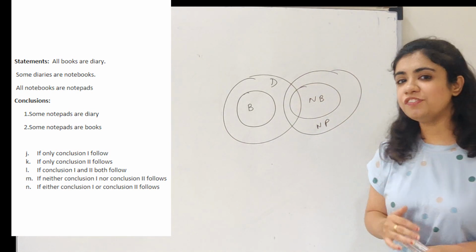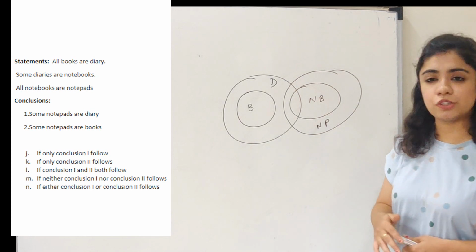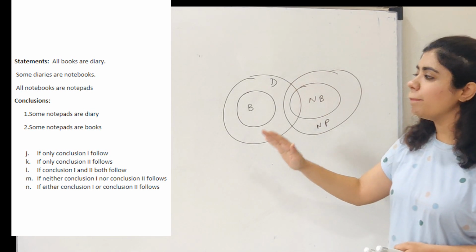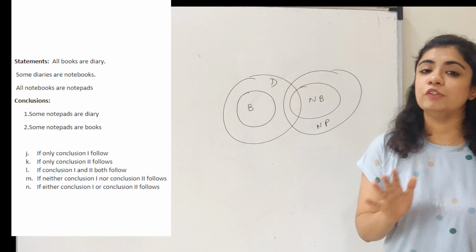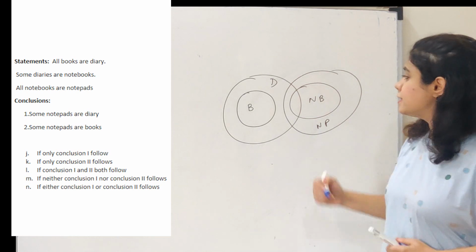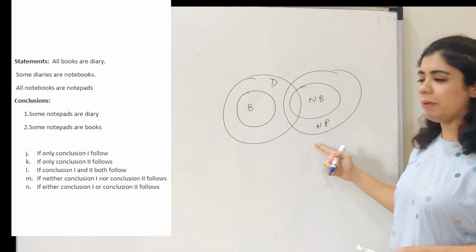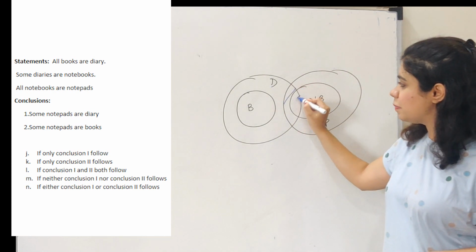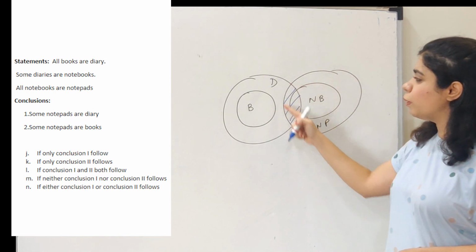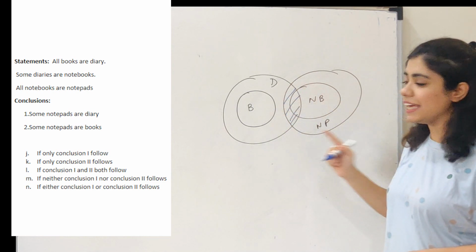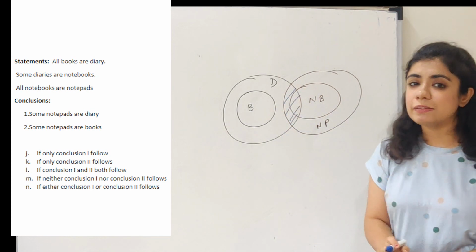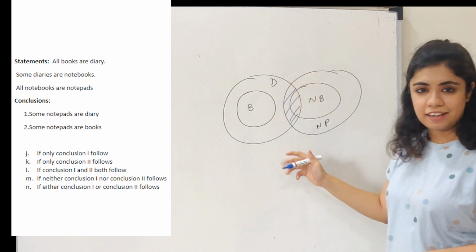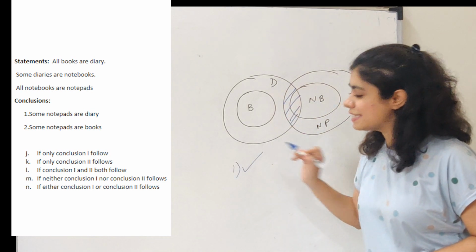Now starting with the first conclusion. The first conclusion says some notepads are diaries. You just have to check whether it's visible. These are your notepads. Yes, see this part. This part is notepad also, this part is diary also. So it is visible, the intersection is there. So conclusion 1 is correct.